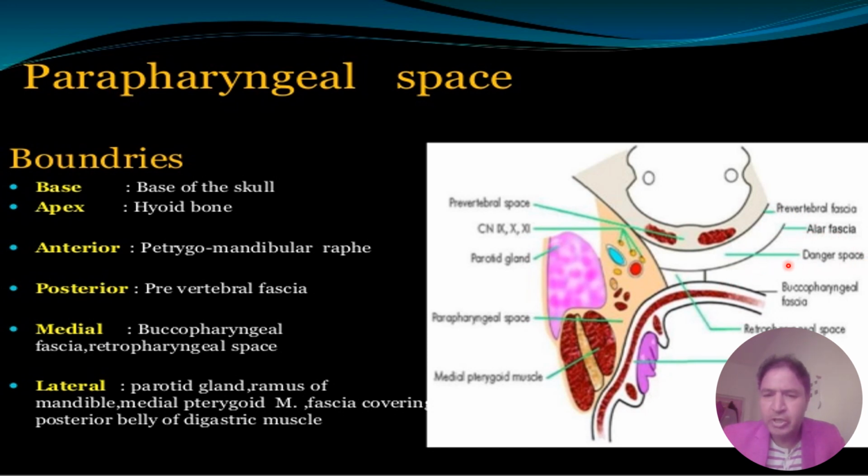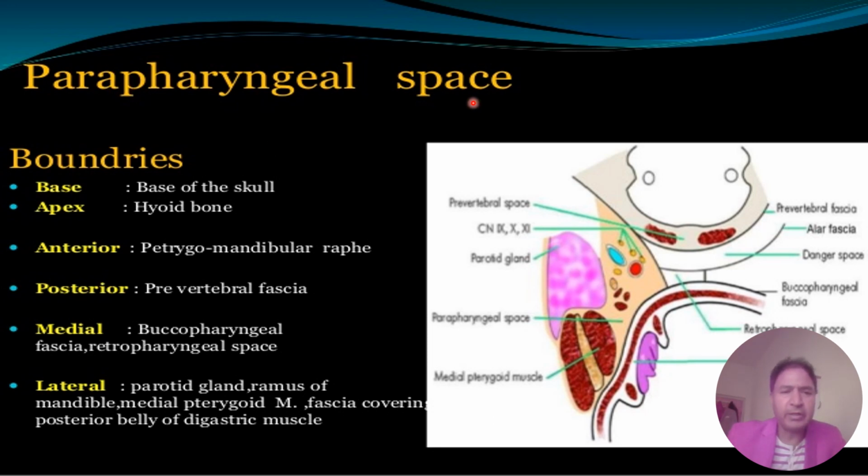This is the danger space. This is the retropharyngeal fascia. This space is the retropharyngeal space. And so we have the parapharyngeal space. This is the parapharyngeal space.